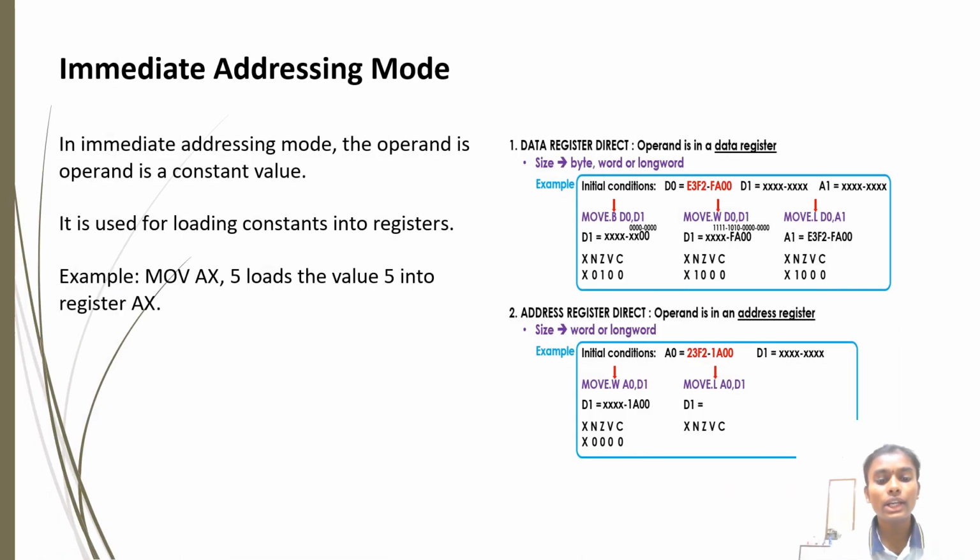Immediate addressing mode. Immediate addressing mode is not really an addressing mode into memory. Rather, it is an instruction format that directly includes the data to be acted on as part of the instruction. This form of operand access simplifies the instruction execution cycle since no additional fetch is required. In immediate addressing mode, the operand is a constant value. It is used for loading constants into registers.